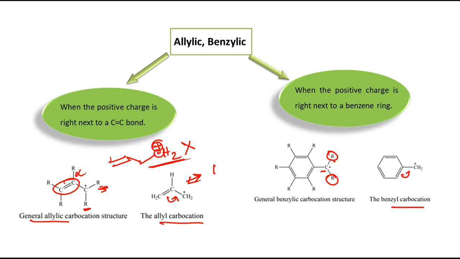Here also resonance structure is possible, just like the previous examples we have seen. Now there will be a newly generated double bond, positive charge, then C=C double bond. Some more resonance structures you can also draw for this one. So this is all about allylic and benzylic. Fine.